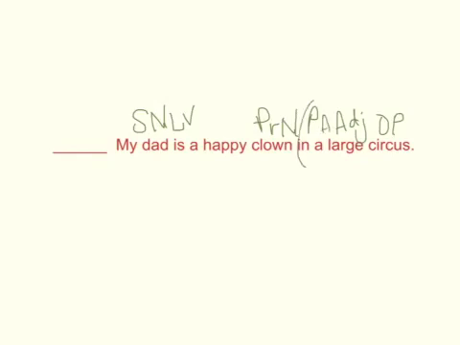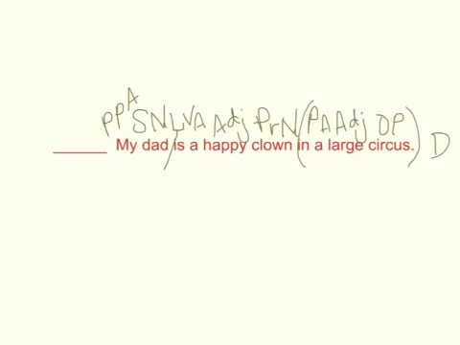Prepositional phrases need to go in parentheses. What kind of clown? Happy. Adjective. Again, we encounter the article adjective a. Whose dad? My dad. And this is a possessive pronoun adjective. Now, where can we separate the subject from the predicate? Between dad and is. What kind of sentence is this one? It is a declarative sentence. They are still giving us information.